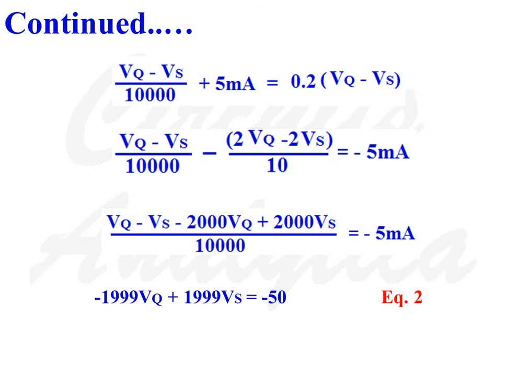10,000 is the LCM. So VQ minus Vs minus 2000 VQ plus 2000 Vs the whole divided by 10,000 is equal to minus 5 milliampere. So rearranging the terms, we will get minus 1999 VQ plus 1999 Vs is equal to minus 50. Equation number 2.